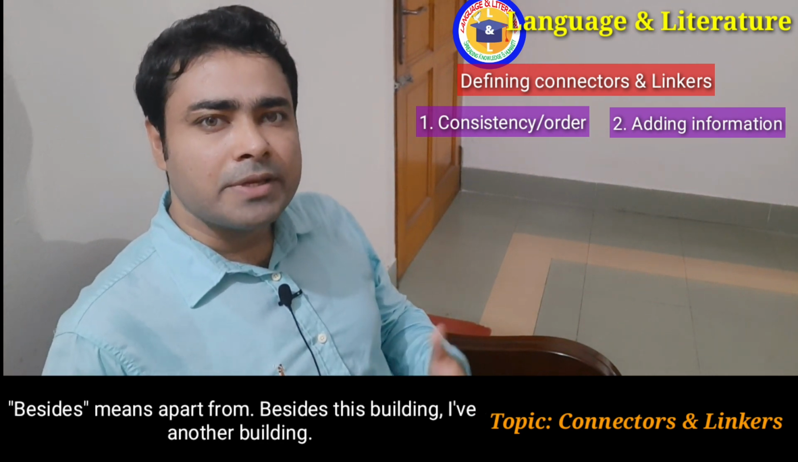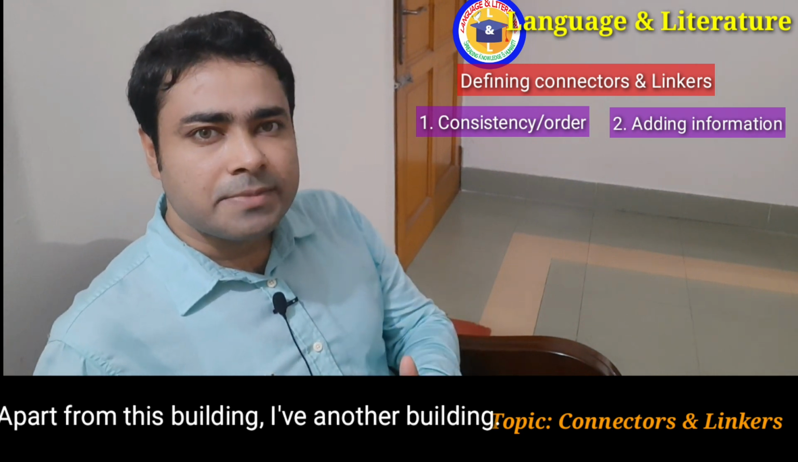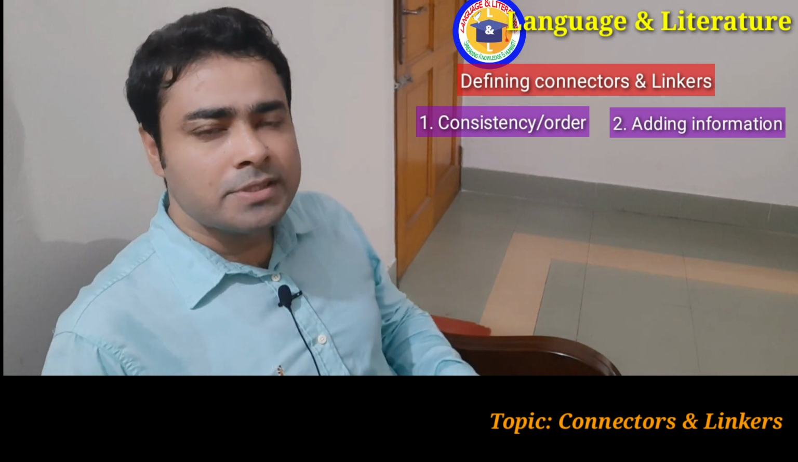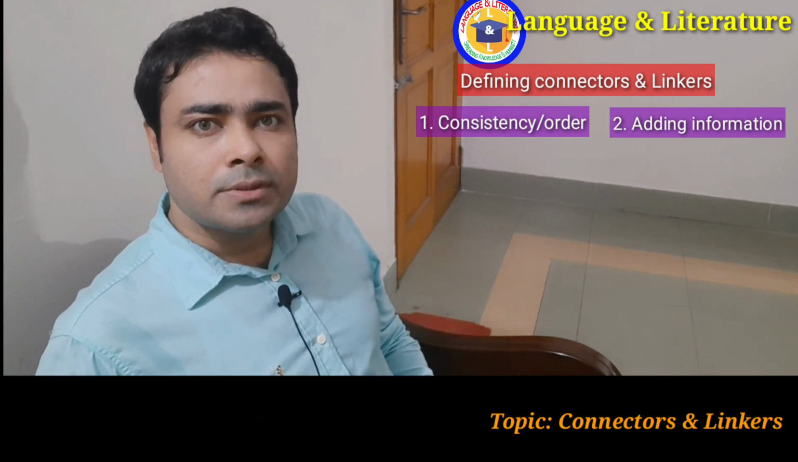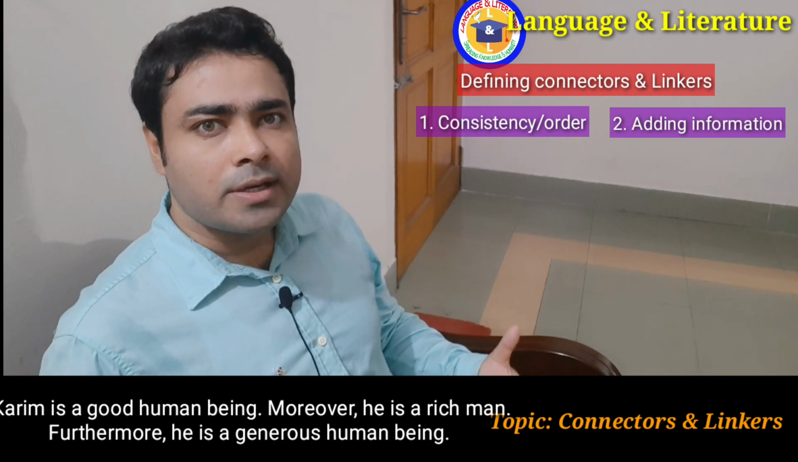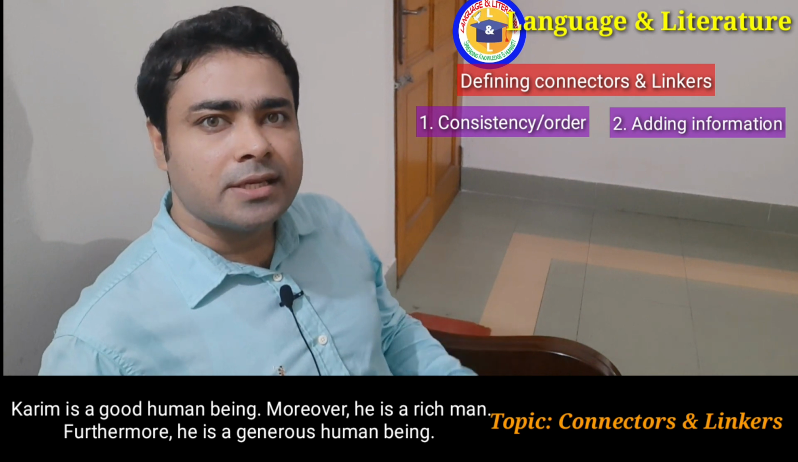Besides means apart from. Besides this building, I have another building. Apart from this building, I have another building. Karim is a good human being. Moreover, he is a rich man too. Karim is a good man. Moreover, he is a rich man. Furthermore, he is a generous human being.